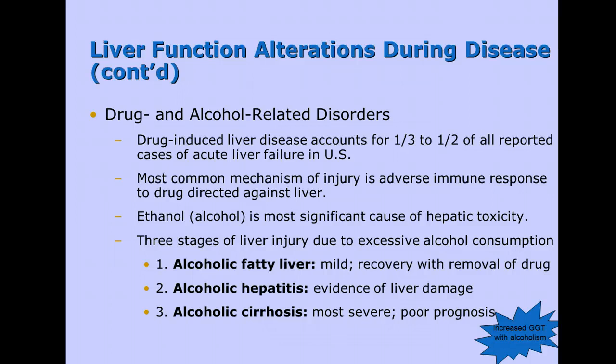Then we have alcoholic hepatitis. This is where there's a lot of evidence of liver damage. Alcoholic cirrhosis is when you've gone too far. It's the most severe, very poor prognosis. That is that scarring of the liver. With all of these, we'll see an increased gamma-glutamyl transferase, or GGT, because that is an enzyme that is highly affected by this type of situation.